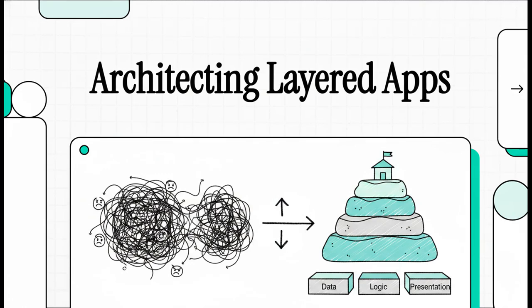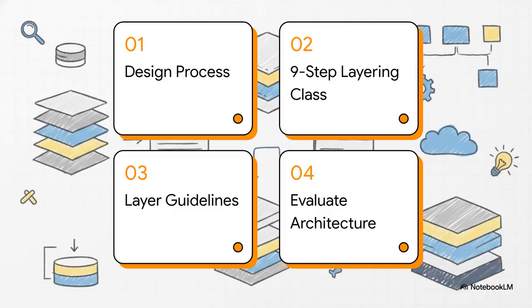Welcome to This Explainer. Look, if you're completely exhausted from untangling messy, unmaintainable spaghetti code, well, you are absolutely in the right place today. We're going to take all that dense architectural theory and transform it into a highly practical, step-by-step tutorial. We're talking about taking you from chaotic code all the way to a rock-solid, layered architecture. Let's get into it.